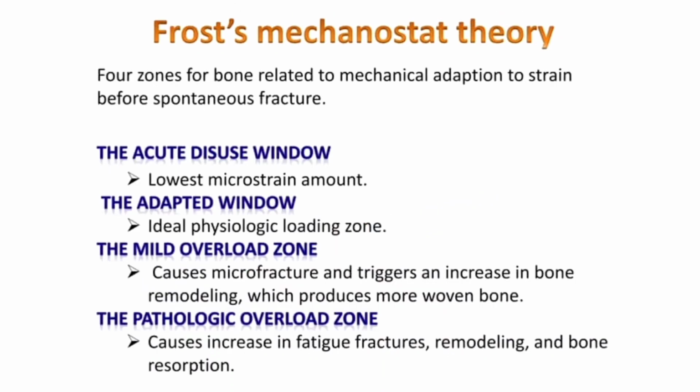The 4 zones for bone related to mechanical adaptation to strain before spontaneous fracture: the acute disuse window, lowest microstrain amount; the adapted window, ideal physiologic loading zone; the mild overload zone, causes microfracture and triggers an increase in bone remodeling, which produces more woven bone; the pathologic overload zone, causes increase in fatigue fractures, remodeling, and bone resorption.